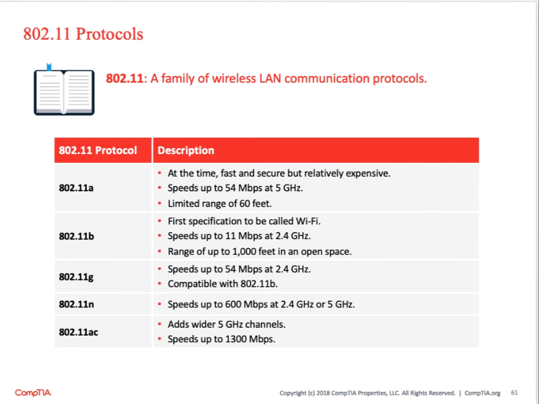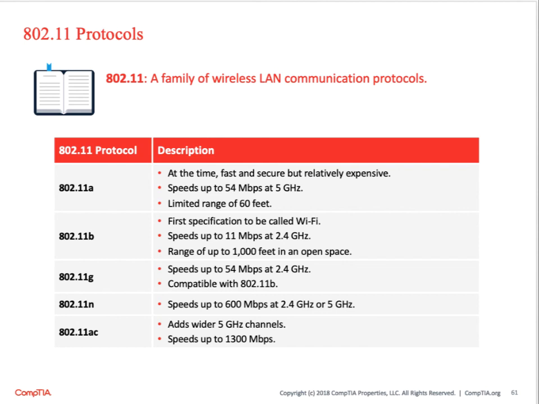And then we have 802.11b. This was the first specification to be called Wi-Fi. It's also the least expensive wireless network protocol. 802.11b is going to have an 11 megabit per second transfer rate in the 2.4 gigahertz range. 802.11b also has a range of up to 1,000 feet in an open area and about 200 to 400 feet in an enclosed area. So it is backwards compatible with 802.11.